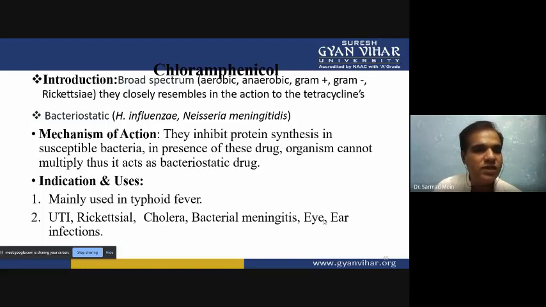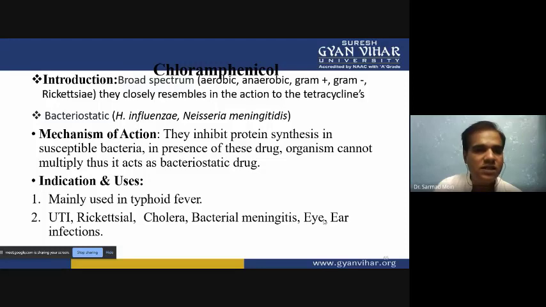So it is also bacteriostatic like tetracycline, with particular effect on Haemophilus influenzae and Neisseria meningitidis. So chloramphenicol will not allow the bacteria to grow and develop. It will just control their population. So slowly the bacterial population will decrease, and it will slowly remove the infection.